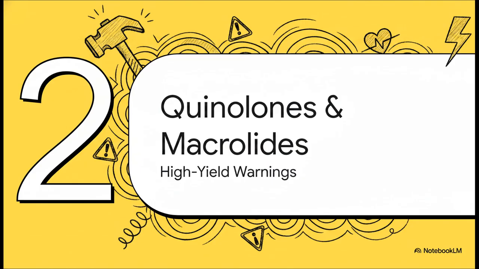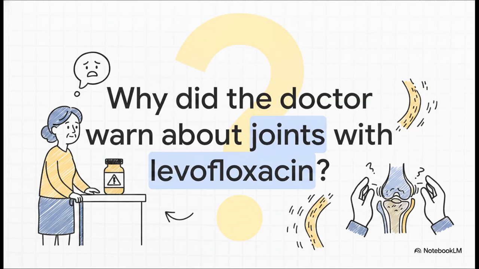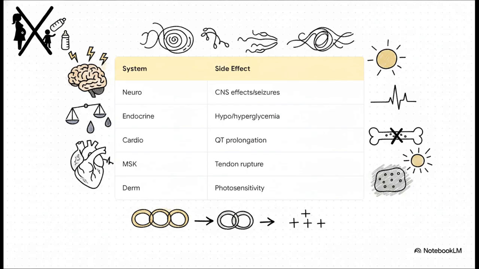Okay, moving on to Section 2, quinolones and macrolides high-yield warnings. So picture this scenario at the counter. It's a total classic NAPLEX active recall setup for a black box warning. You've got a 65-year-old patient picking up levofloxacin, and she asks, hey, why did my doctor warn me about my joints? Think about it. How do you explain this serious risk without completely freaking her out, but still making sure she gets the message?